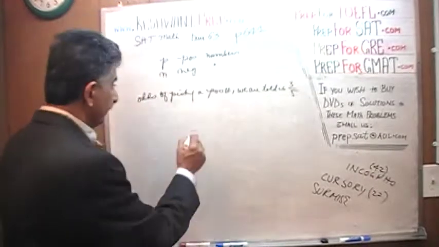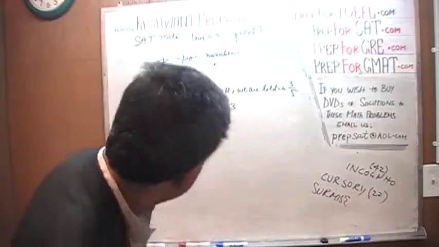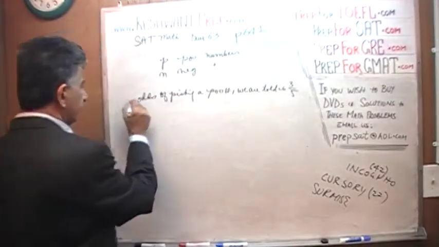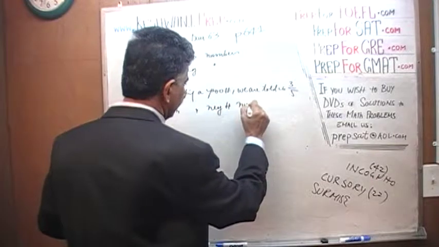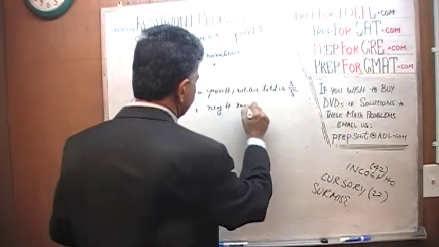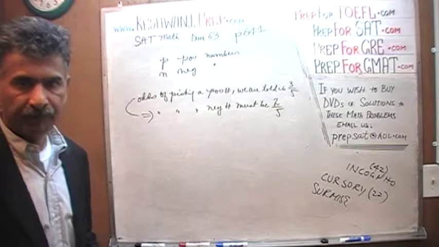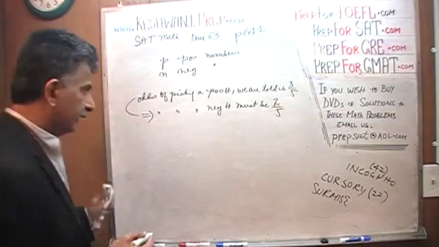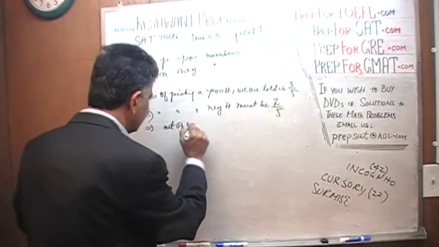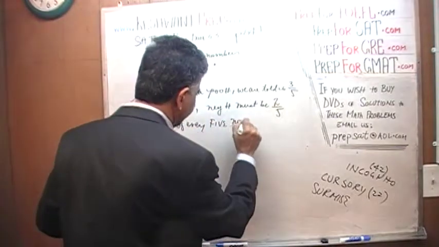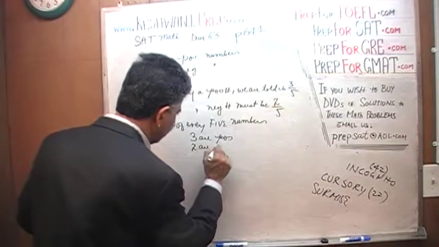If it's 3/5, the odds of picking a positive number is 3/5. Then this implies that the odds of picking a negative number must be 2/5, because 3/5 plus 2/5 has to add up to 1. What does it tell you? This in turn tells us that out of every 5 numbers, 3 are positive and 2 are negative.